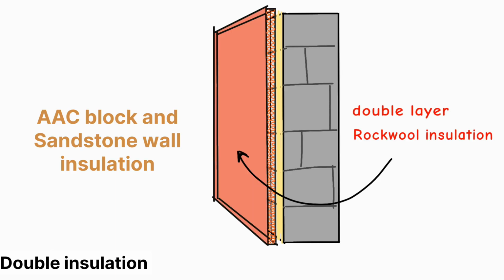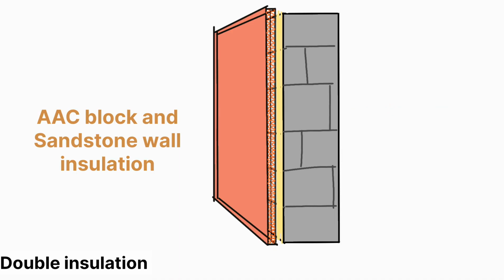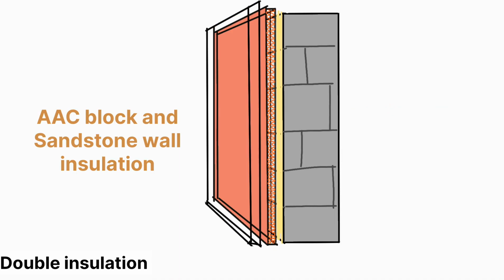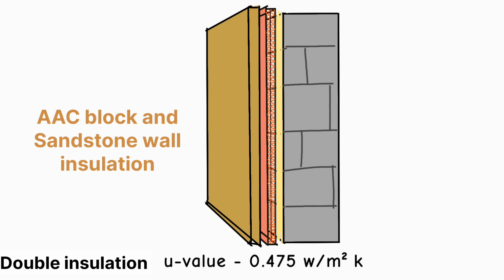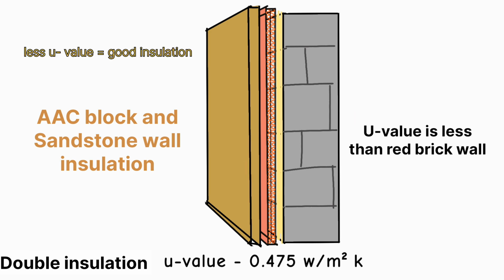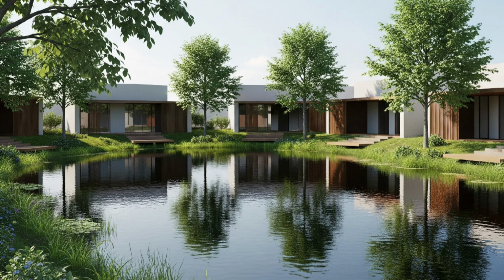This layered approach minimizes heat gain in hot climates by slowing down the conduction of heat from the outside in, and similarly, it reduces heat loss in cold climates, keeping the interior warm. The double wall system, particularly when combined with airtight construction, creates a super insulated envelope that dramatically improves thermal comfort and lowers energy consumption.